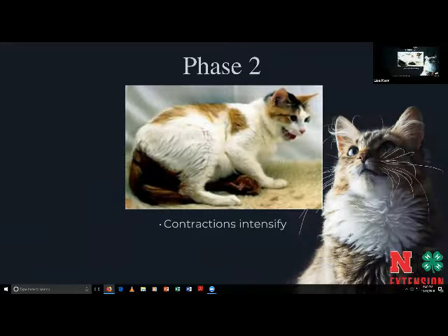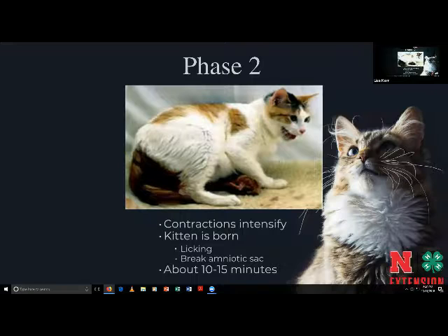So in phase 2, those contractions get really strong, ready to push those kittens out, because it's not a pleasant process, I'm sure. During this, the kitten is born, and this is where the mother will start licking a lot, breaking the sac that the kitten comes in. An amniotic sac covers the kitten, and that's how mothers give nutrients when they're in the tummy. So it's just a way for the kittens to grow and get those nutrients while they're in the tummy.